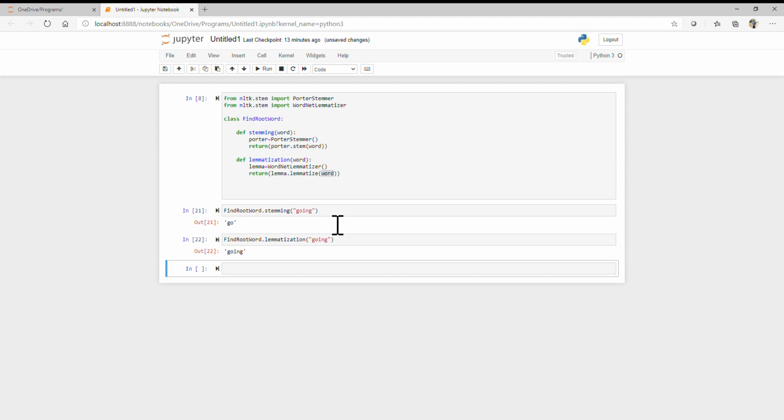So we have meaning for go and going, but as you can see, stemming is changing the meaning of this particular word. Going is a continuous tense, go is a present tense. So it is changing the meaning or the context of the sentence. For lemmatization, we are getting the word meaning as it is.